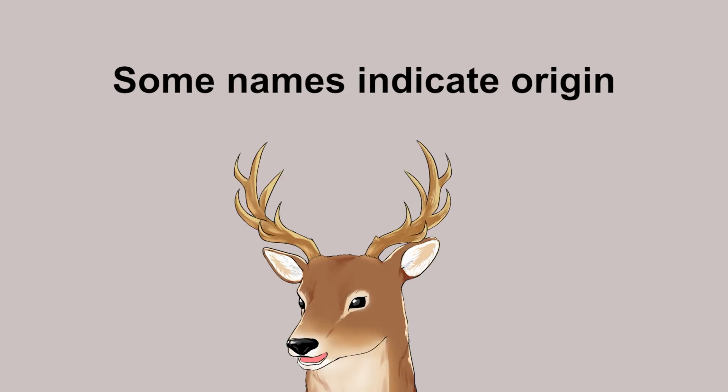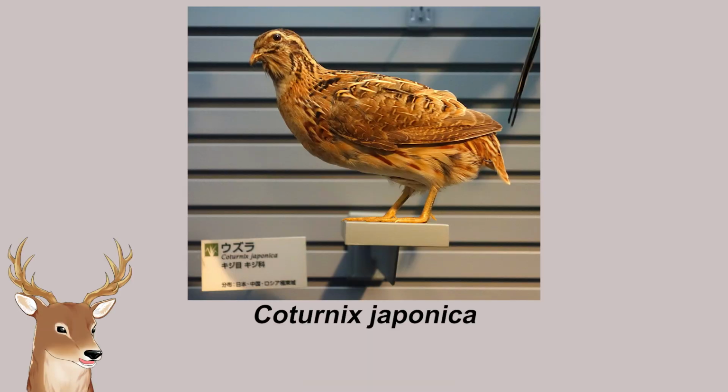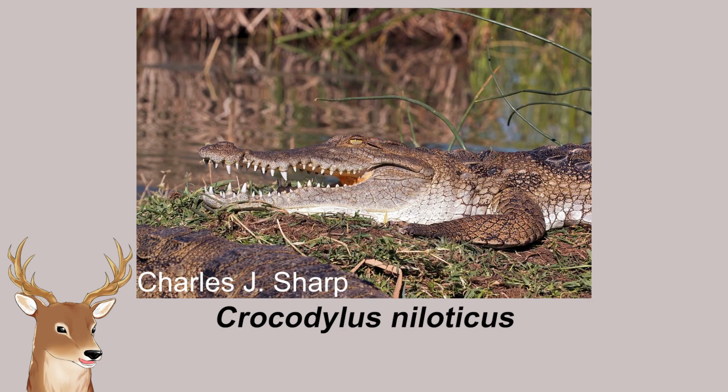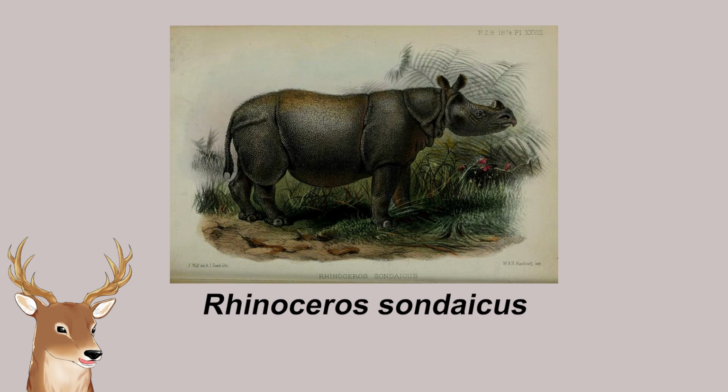Some show the origin of the animal. For example, Coturnix japonica, which basically means quail from Japan. Alligator sinensis literally means alligator from China. Crocodylus niloticus literally means crocodile from the Nile River. Rhinoceros sondaicus literally means rhinoceros from Sundaland.